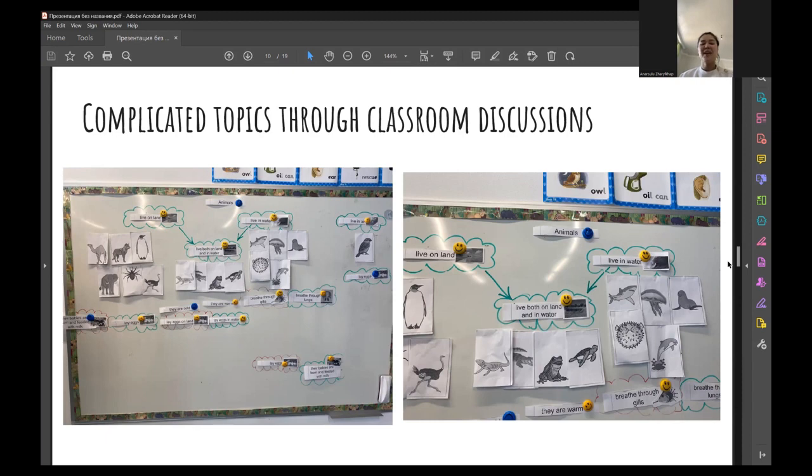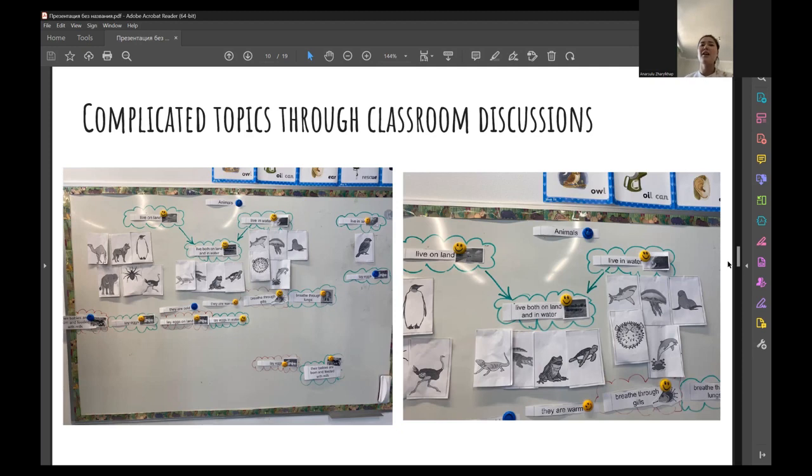Here I made very clear that humans, we have lungs, and students know it. And then I said, well, these animals also breathe through the lungs. So are they mammals or are they fish? And they changed their minds, and they proved that they are mammals.